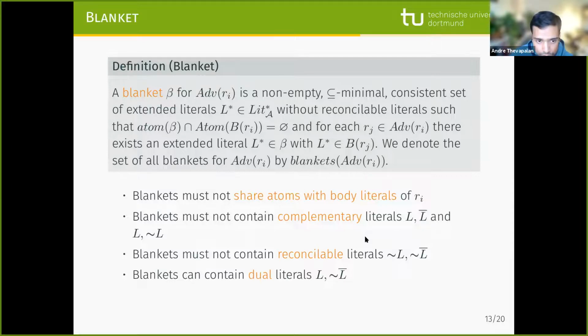Such a blanket is a set beta as we observed before, which consists of extended literals and has at least one extended literal for each adversary. And we will say that a blanket cannot share atoms with body literals of the initial rule Ri. It must not contain complementary literals, and it must not contain reconcilable literals, which are literals of the form not L bar. But we will allow dual literals, which in our case are literals L not L bar.